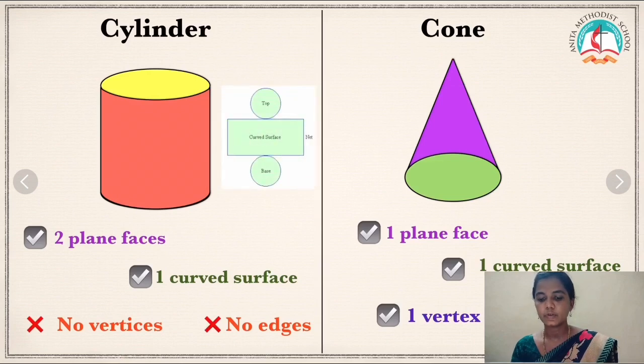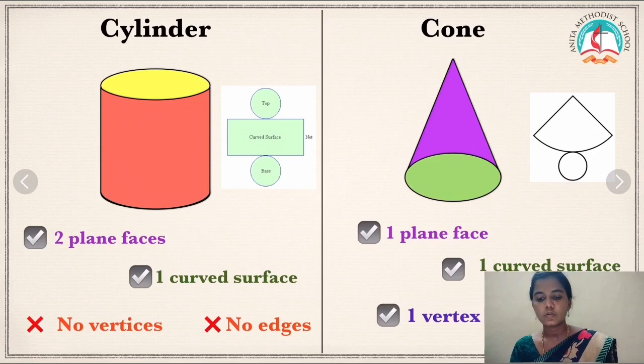Here we have the net of the cylinder. It has top, base, and the curved surface. This is the net of the cylinder. Then the cone: this is the curved surface, and this is your base. I hope now you understood the properties of the 3D shapes: cone, cylinder, cuboid, sphere and cube. And also, children, you know the way to find the perimeter of the given shape.